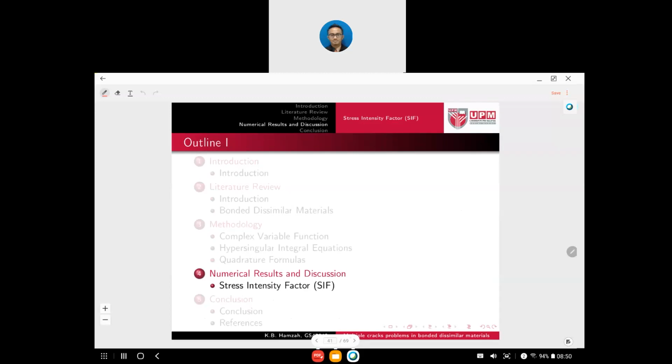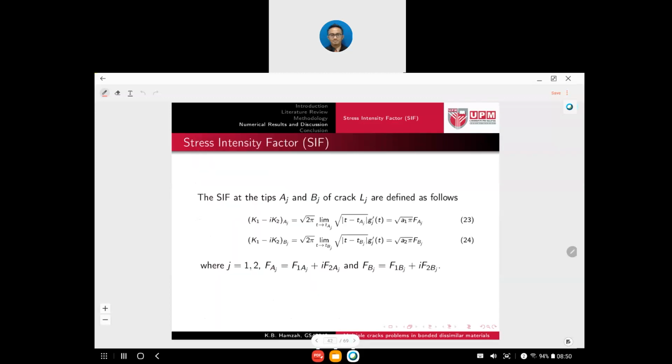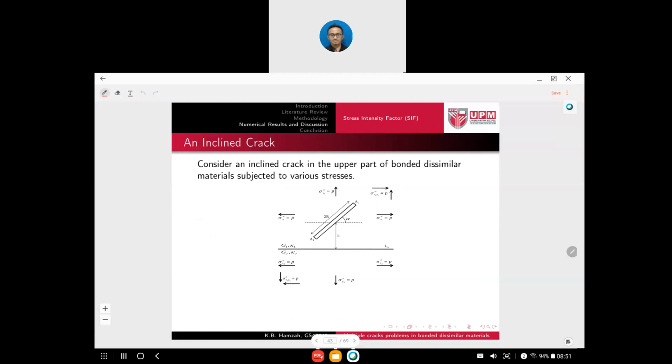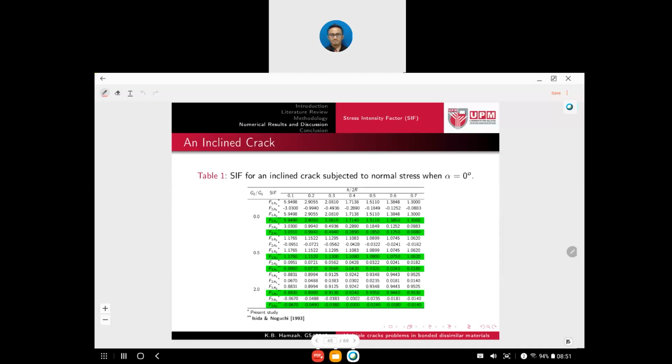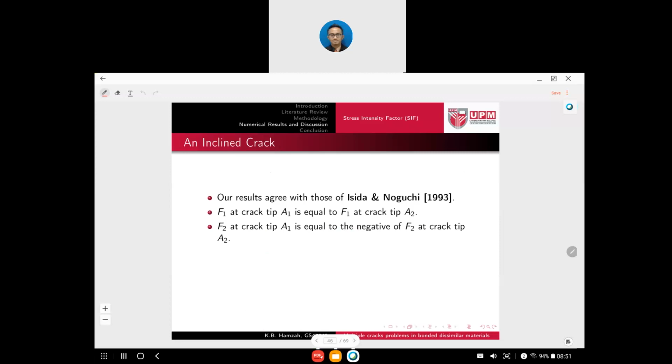And then for the numerical results and discussions, in order to find the stress intensity factor, we use equations 23 and 24 to find the non-dimensional stress intensity factor at the crack tips. For the case of an inclined crack in the upper parts of bonded dissimilar materials, we can get the numerical result as Table 1, and then we compare with Isida and Noguchi 1993. From this table, we can see that our result agrees with those of Isida and Noguchi 1993.